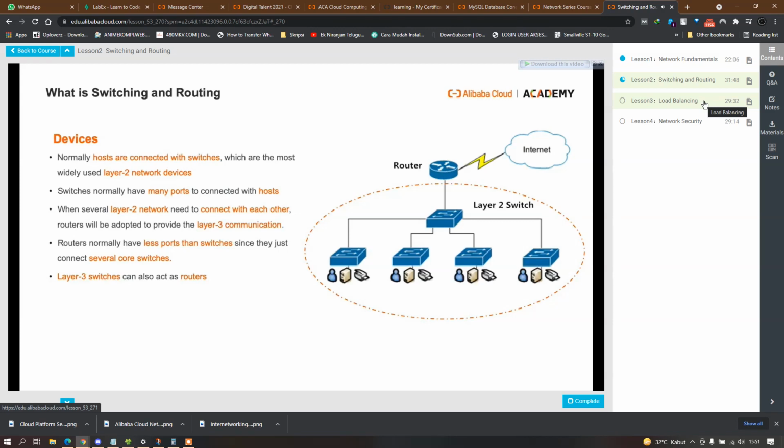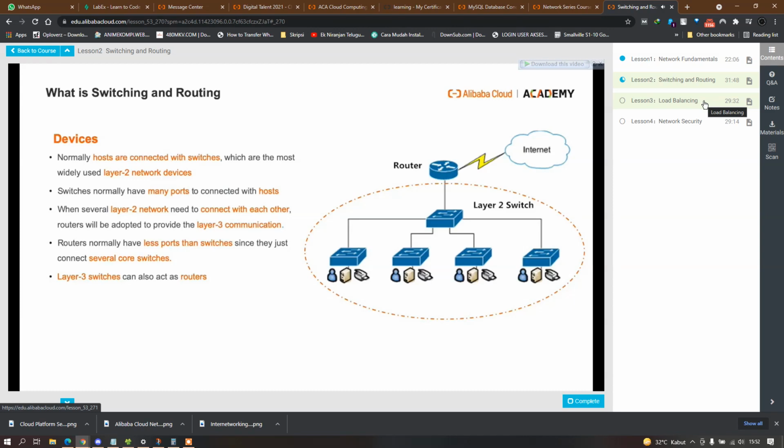So here we can make a point: routers normally have fewer ports than switches, because the router just connects with the switches. Actually, we should know that the quantity of switches must be much less than the number of hosts, right? So normally the number of ports on routers is less than on switches.